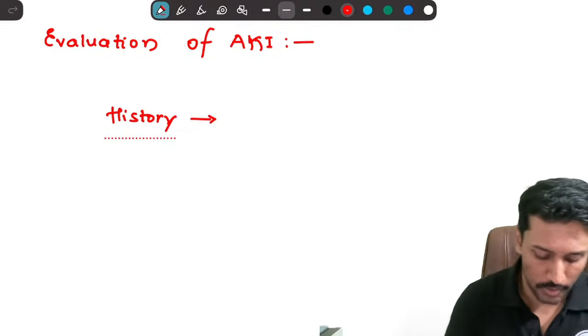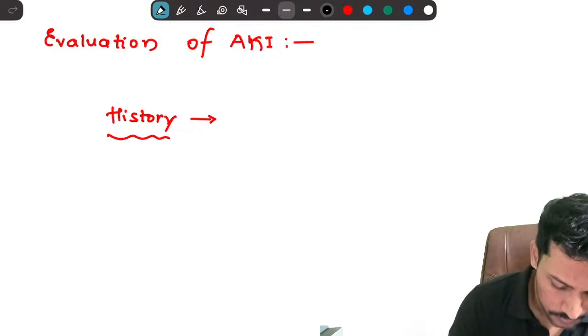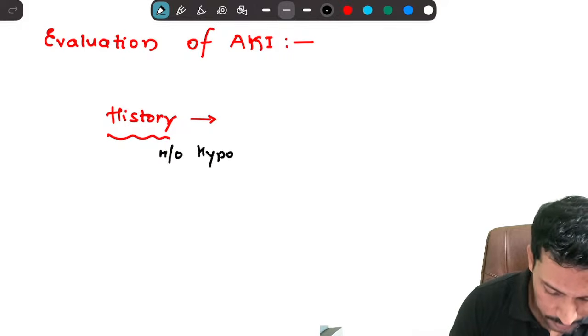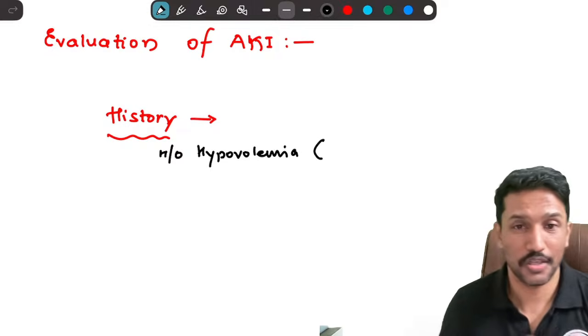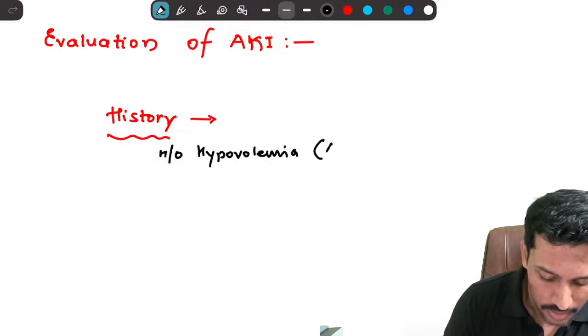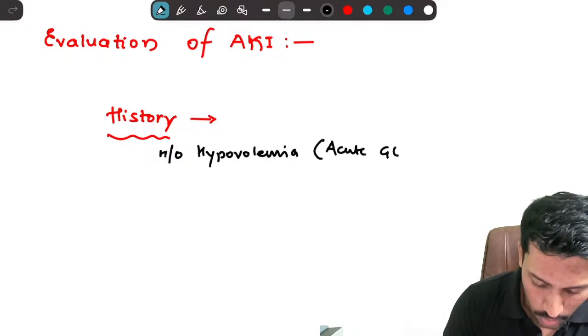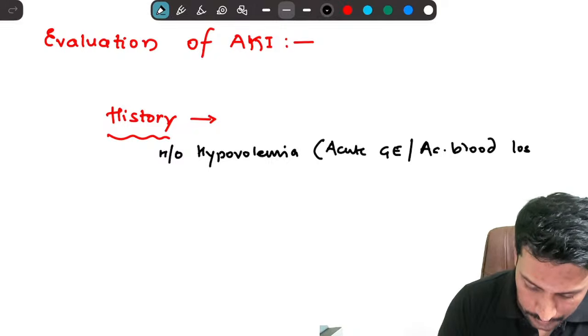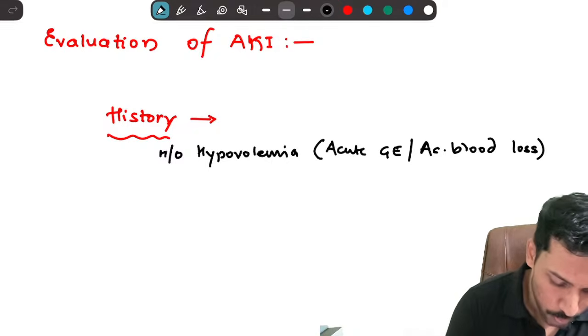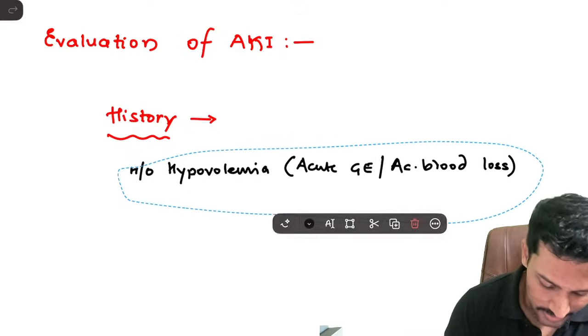So what are the points I should be looking for in the history? History of hypovolemia. Why is this important? What history should I ask? Whether the patient had any acute gastroenteritis or acute blood loss. What does this point towards? This points towards the possibility of pre-renal AKI.